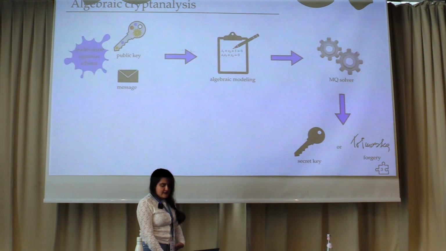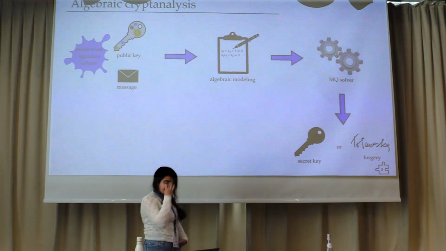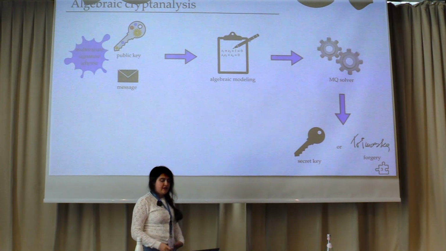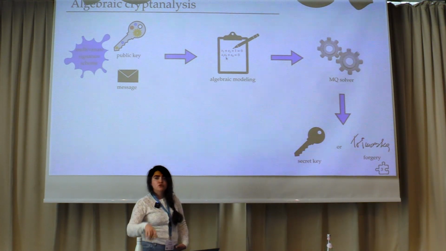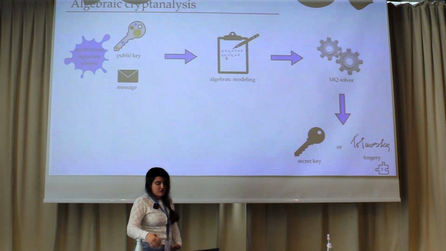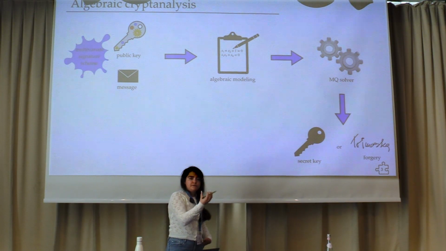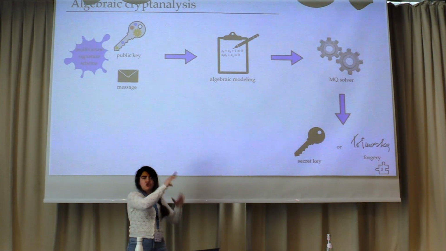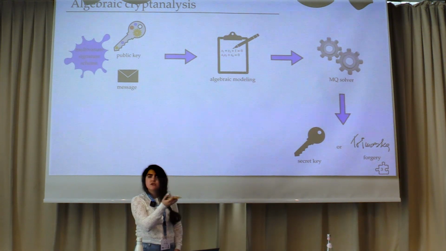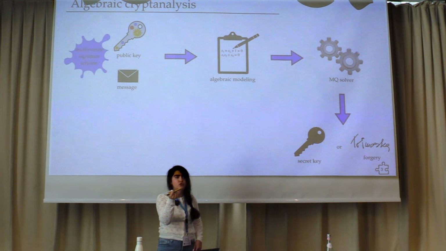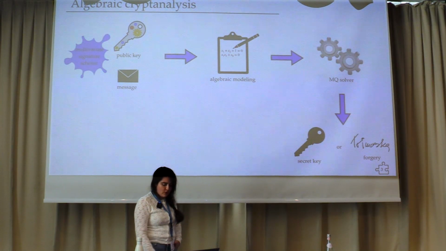And then you take this and you do the algebraic modeling. You first model your attack, so you get an algebraic system, and then you give it to an MQ solver, so a solver that is able to solve systems of equations, usually in exponential running time, but still. And then the solution that you get from the solver is going to be a solution of your system, but that is also going to correspond to either the secret key or to a forged signature, depending on what your attack goal was.